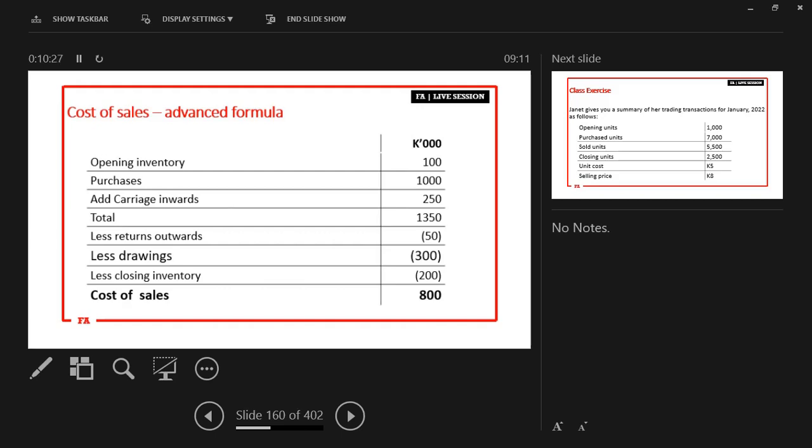Can we proceed? We now bring in the chief reason, the chief deduction, the chief subtraction, which is what? Closing what? Inventory. We have already discussed this one. So once you have done your calculations, what happens? You are going to have now this number, this value rather, representing the number of units what? Sold.